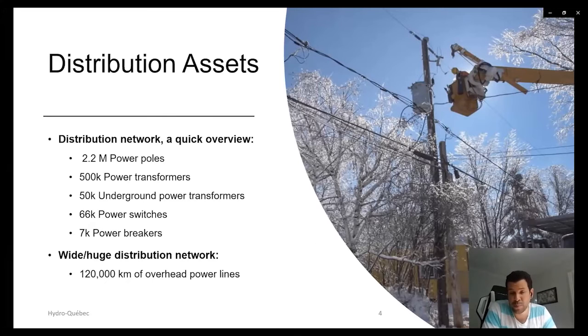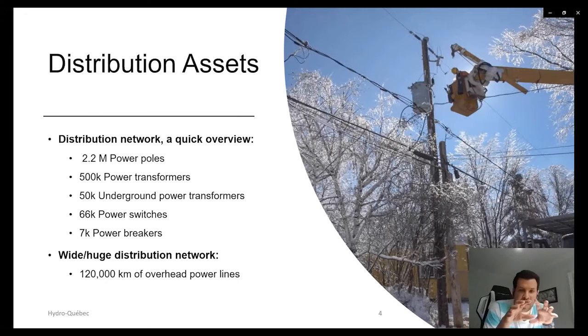We have more than 2.2 million power poles. Most of them are wood poles, as you can see in the picture. Also, we have more than 500,000 power transformers. In addition, there is a small number of underground power transformers. When you have underground lines, you have to use underground power transformers. Actually, we have 50,000, and we have switches and breakers.